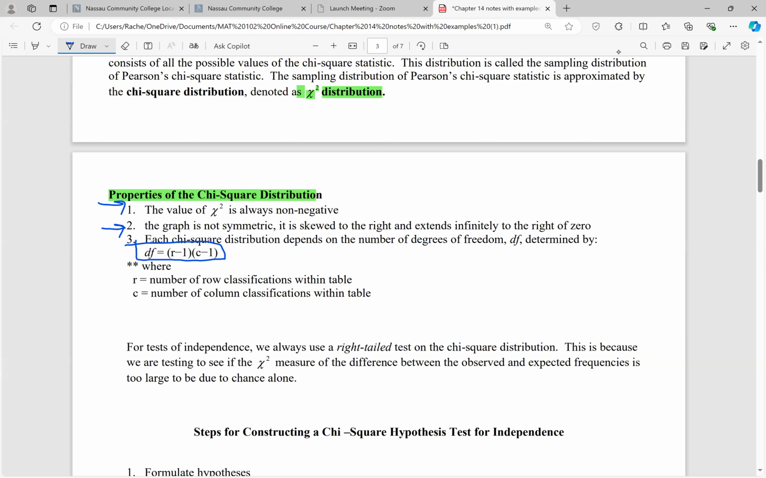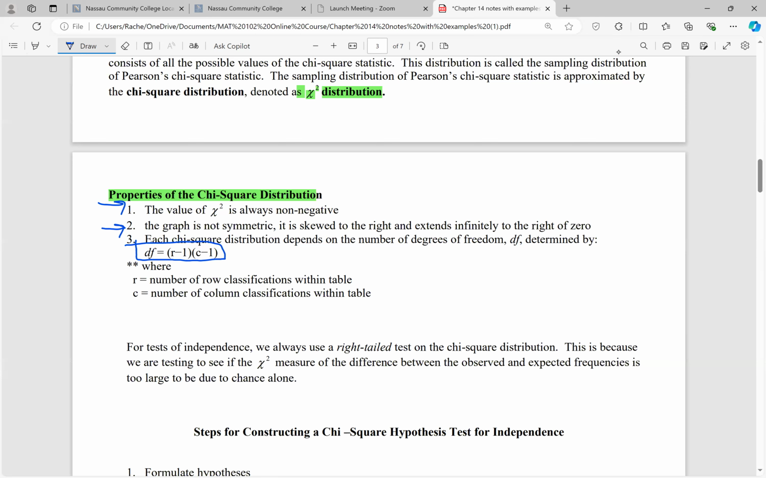So let's go through the steps for constructing a chi-square hypothesis test for independence. It's really the same 5 steps that we used when we were conducting a hypothesis test on means and proportions. It's just that now we're using a different distribution, a chi-square distribution. When we were testing proportions, we were using a normal distribution, and when we were testing means, we were using a t-distribution.